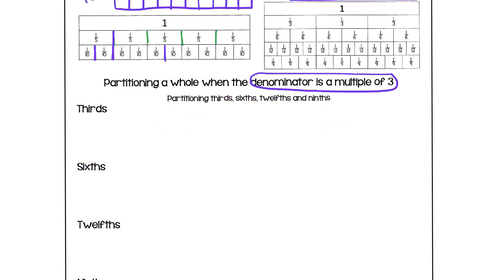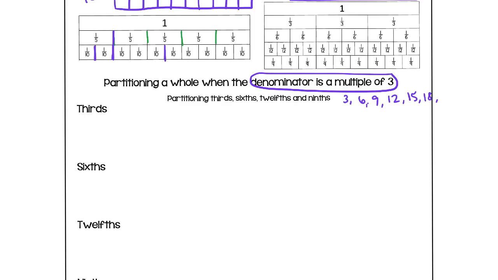All right, now we're moving on to partitioning our whole, and the denominator is a multiple of 3. So I want to hear your multiples of 3. 3, 6, 9, 12, 15, 18, 21, 24, 27, 30. All of those we could have as a denominator, and we could start by splitting it into thirds.